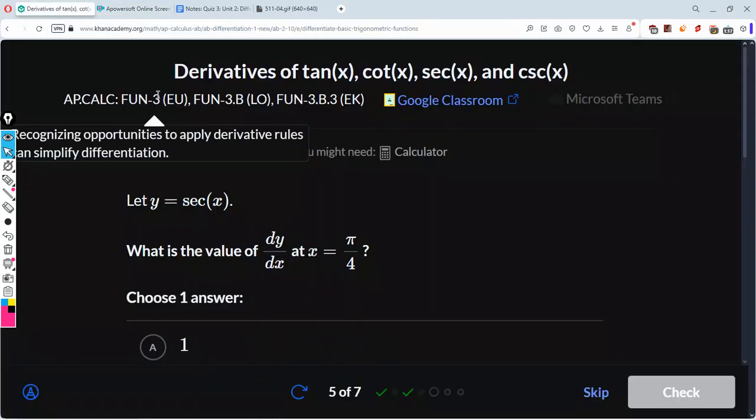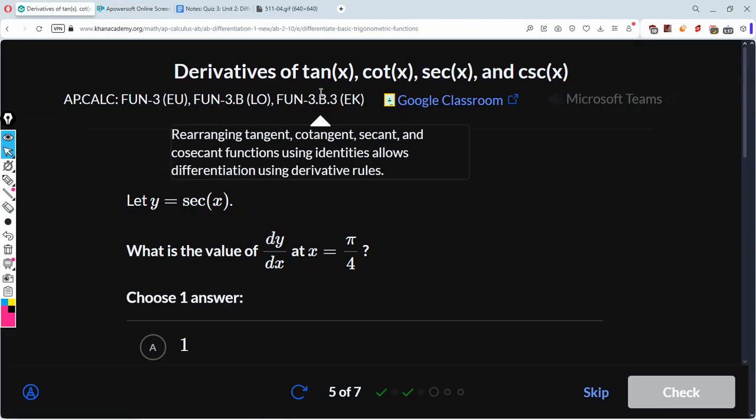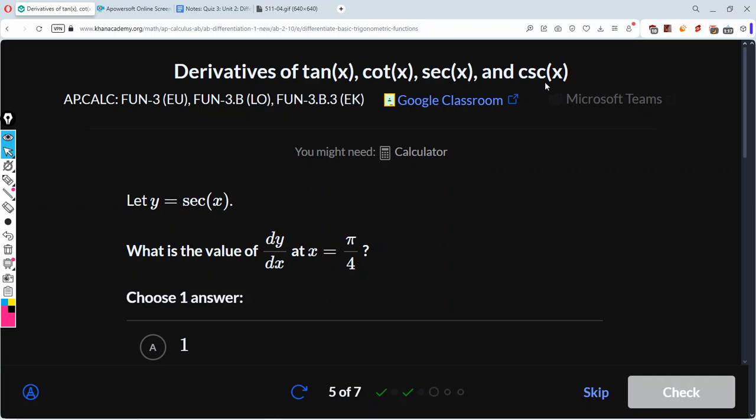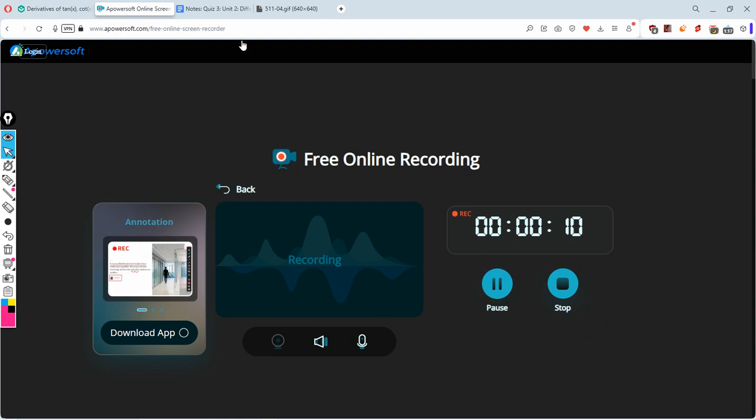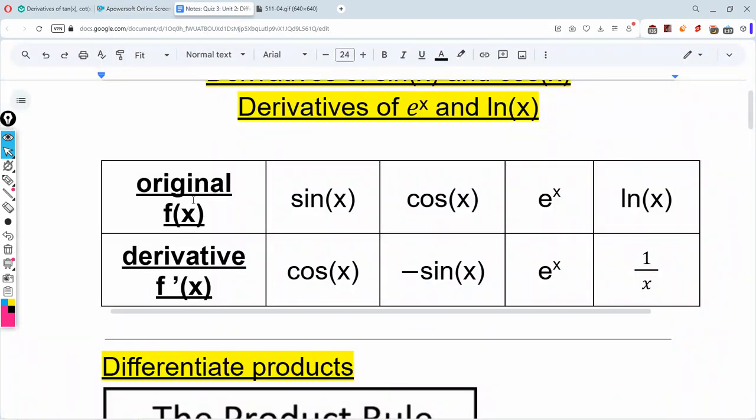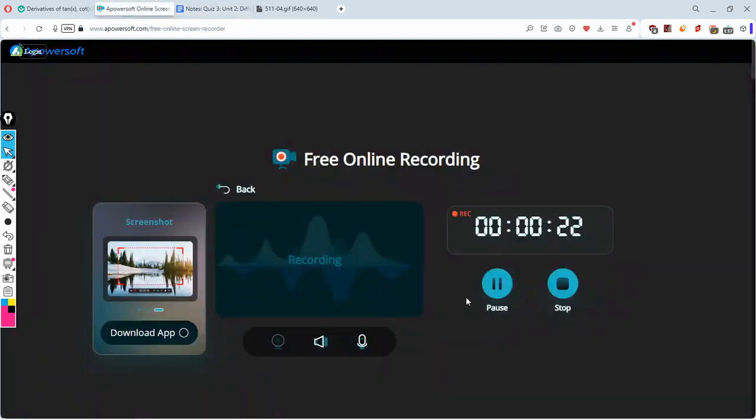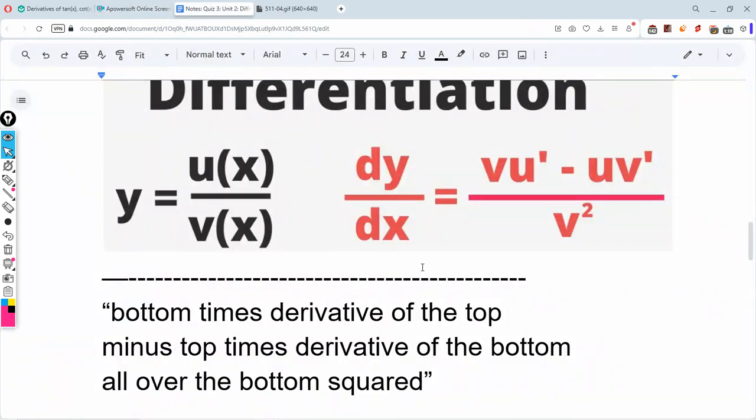This will be for the exercise on derivatives of tan, cotan, secant, and cosecant. So first you want to know the basic derivatives. The derivative of the sine is the cosine, and the derivative of the cosine is the negative sine. And we're going to be using the quotient rule as usual: VU prime minus UV prime over V squared.